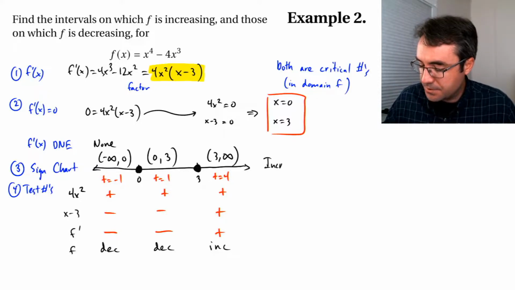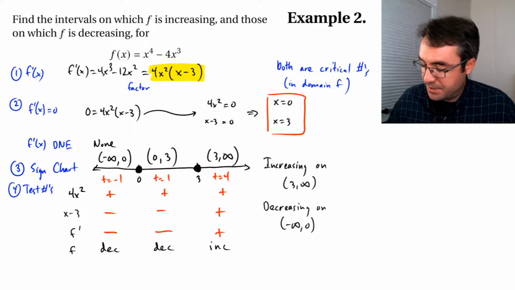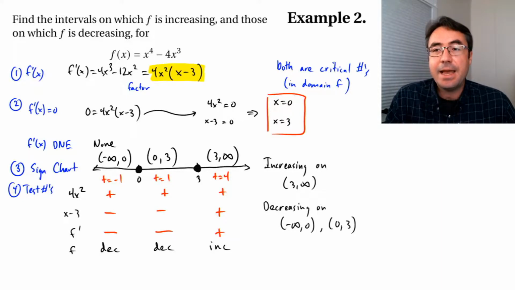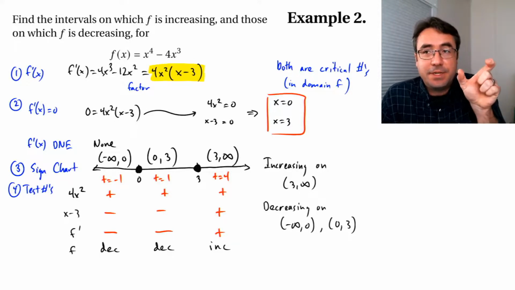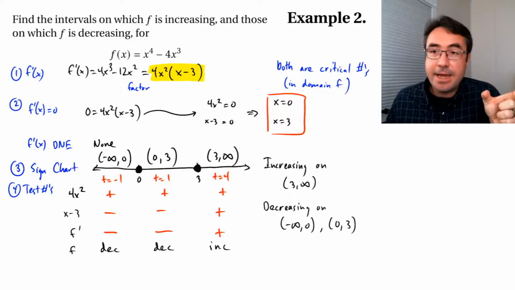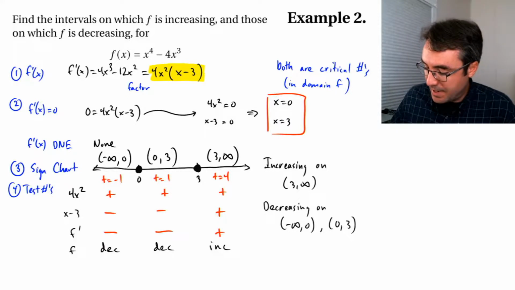So let's just write down our results. We've shown that our function is increasing on the interval from 3 to infinity, and it's decreasing on the interval from minus infinity to 0 and the interval from 0 to 3. And that's fine to leave it like that. We could actually go a little bit further for that decreasing and combine those two intervals together because they're right next to each other and f is continuous at x equals 0. So not necessary, but it doesn't hurt to just mention this.